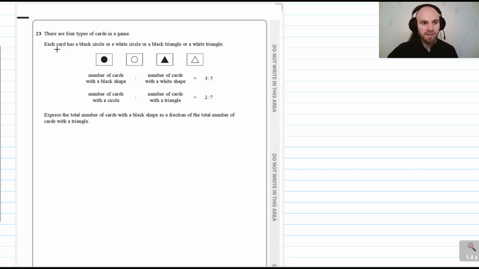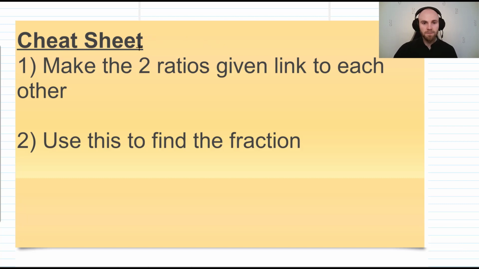So question 23, last question. There are 4 types of cards in a game. Each card has a black circle or a white circle, which would be here, or a black triangle or a white triangle. The number of cards with a black shape to the number of cards with a white shape are in the ratio of 3 to 5. The number of cards with a circle and the number of cards with a triangle are 2 to 7. Express the total number of cards with a black shape as a fraction of the total number of cards with a triangle. Okay, so we go to the cheat sheet.